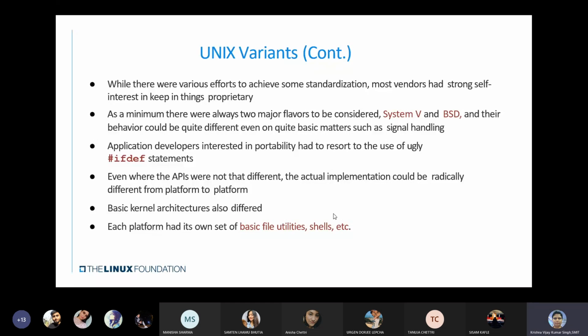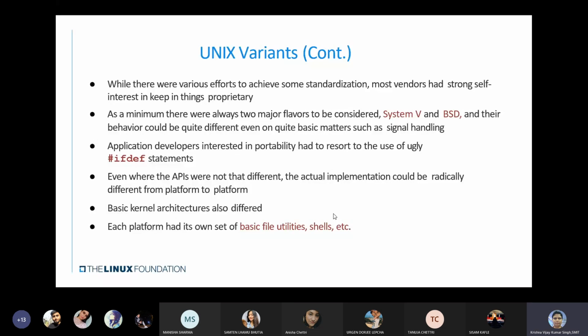Application developers interested in portability had to use macros and other things. Now, even when the APIs were not that different, the actual implementation could be radically different from platform to platform. Basic kernel architecture also differed. Each platform had its own set of basic file utilities, shells, etc.